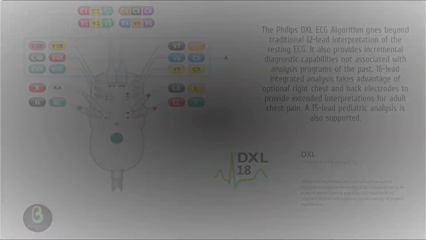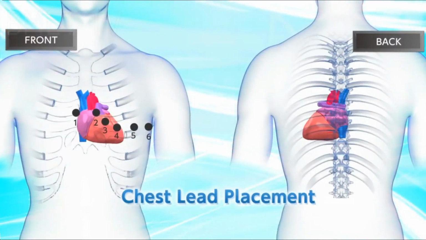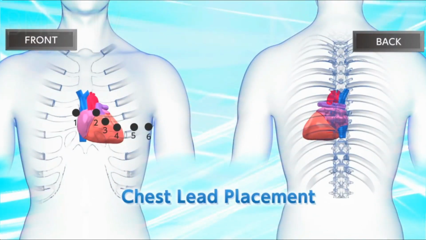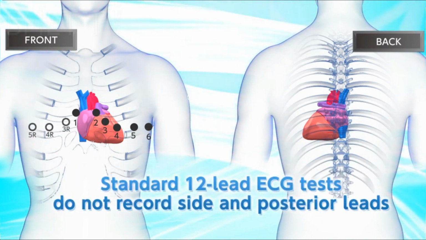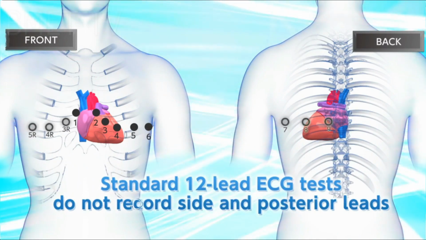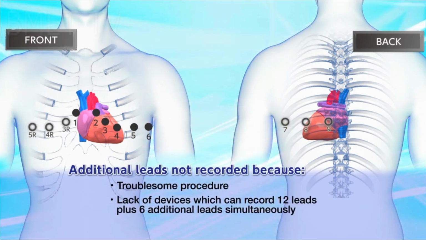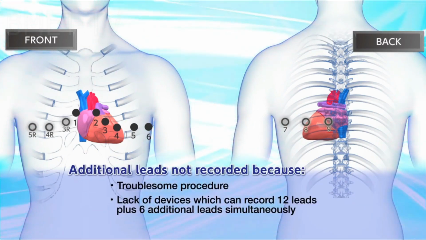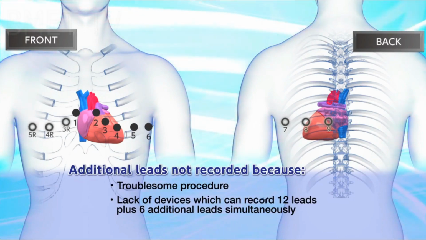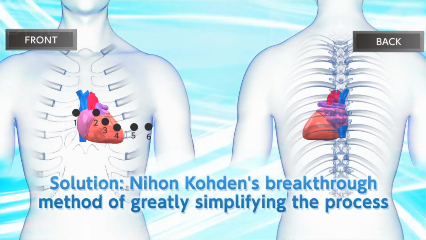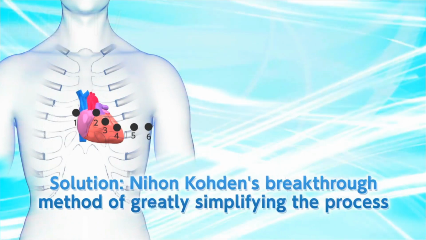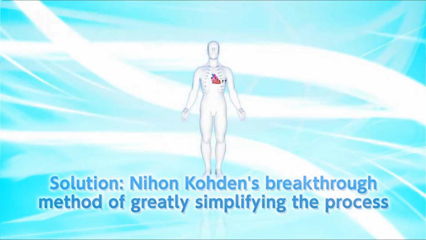Whereas Nihon Kohden synthesized 18-lead ECG uses the 12-lead ECG waveforms to mathematically derive the waveforms of the right chest leads, V3R, V4R, V5R, and back leads, V7, V8, V9. The measurement procedure is the same as the standard 12-lead ECG, but more information can be obtained. 18-lead synthesized ECG is expected to be useful in detecting right side and posterior myocardial infarction.